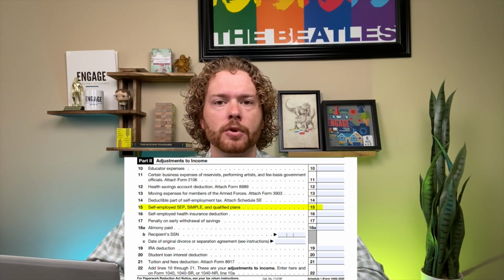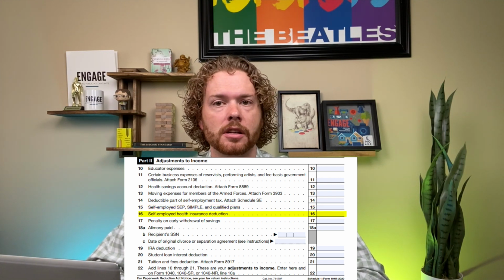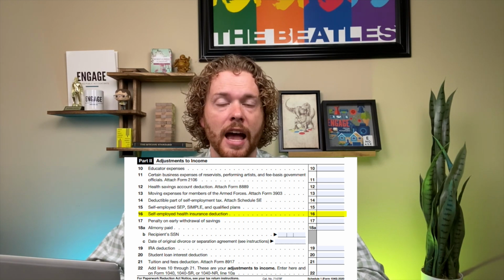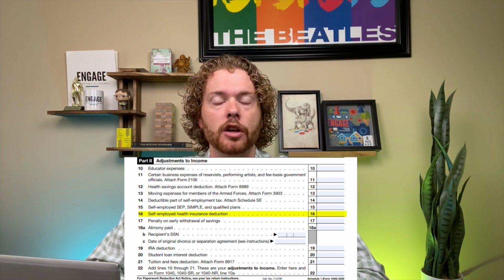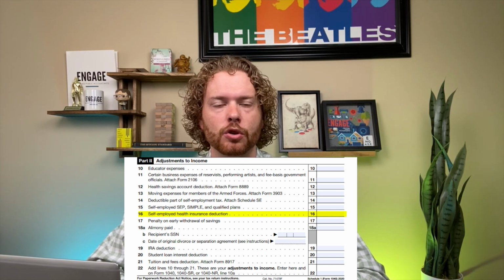Contributions to a SEP or SIMPLE plan, which are good retirement accounts for self-employed individuals, to really let you put away some money every year, are allowable here. And if you're self-employed, you're not allowed to deduct your own health insurance costs as business expenses. So you must make sure that they end up here so that they reduce your taxable income.